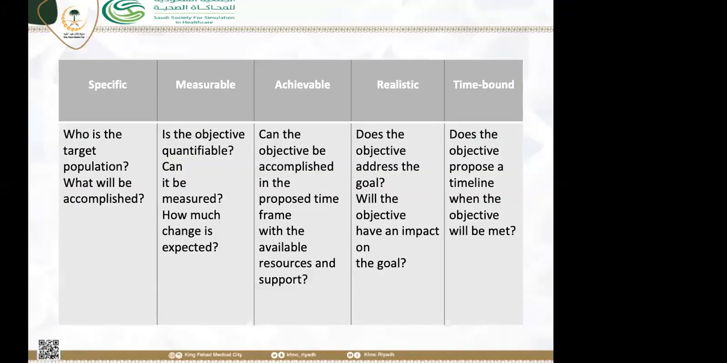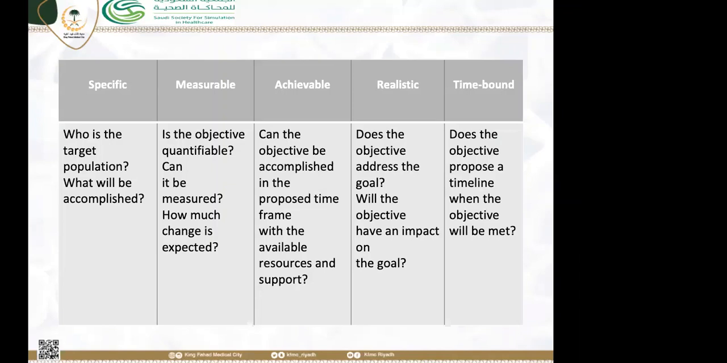So, specific, I mean by specific is, who's the target? The population? What will be accomplished? What will be achieved? Measurable is the objective quantifiable. Can it be measured? And how much change is expected?